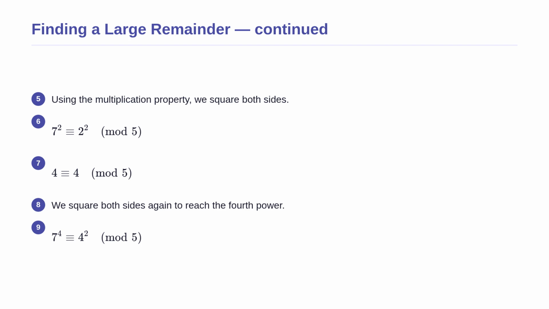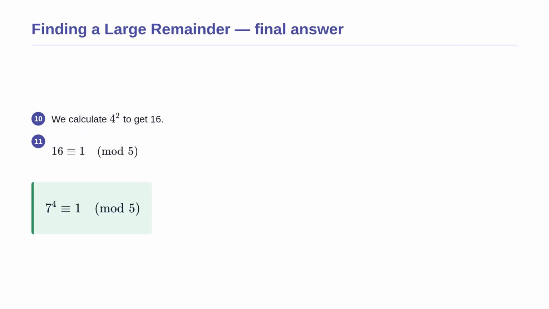To reach the 4th power, we square both sides of our previous result. By squaring the squared value, we effectively multiply the exponents to get 4. The math remains incredibly simple. Let us finish this calculation. We calculate 4 squared to get 16. Finally, we need to find the remainder of 16 when divided by 5. Since 15 is a multiple of 5, the leftover is exactly 1. Therefore, 16 is congruent to 1 modulo 5.